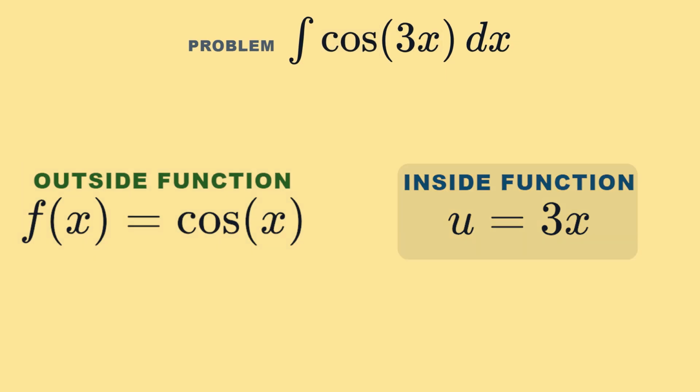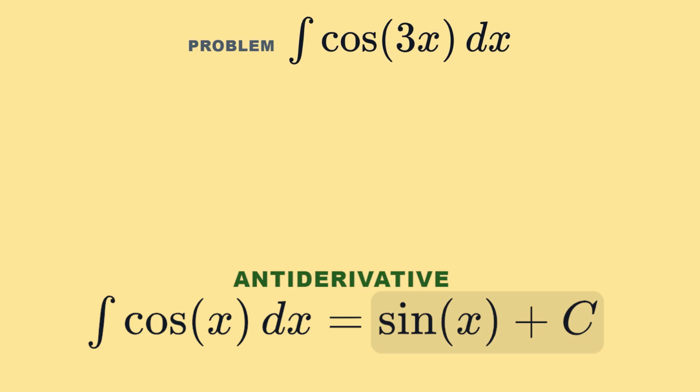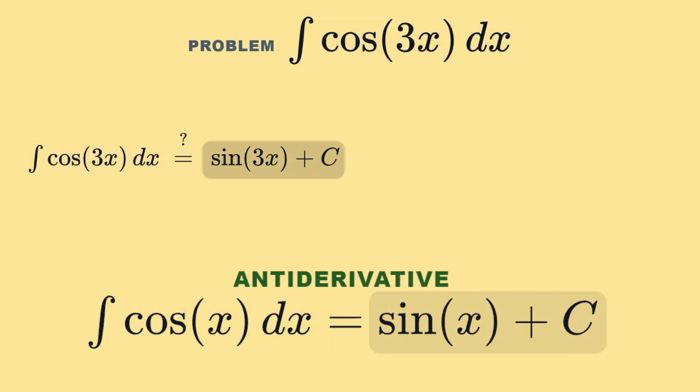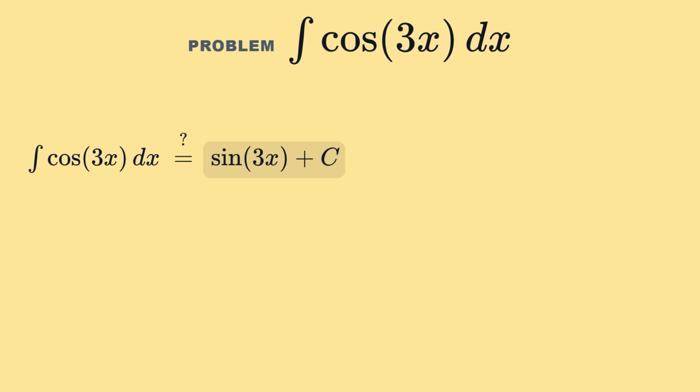Now, since the antiderivative of cosine is sine, our first instinct might be that this should be equal to sine of 3x plus c. Let's check that out real quick. We can validate this guess by taking the derivative of sine of 3x.